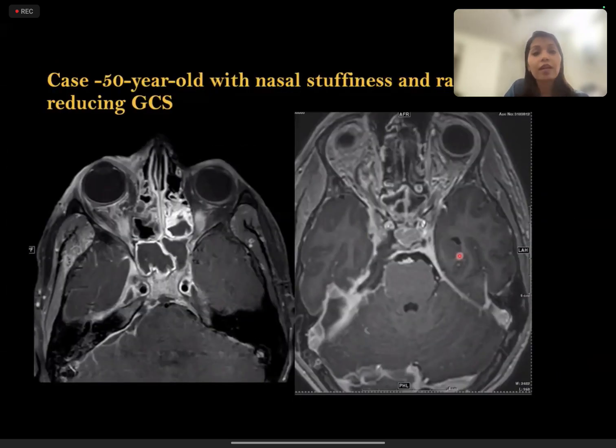Now, this case is interesting, a 50-year-old with nasal stuffiness and rapidly reducing GCS. And we presented a case series of this condition to the American Society of Head and Neck Radiology. So I'll give you some time to look at these images. There's a lot of findings, so take your time. And one of my registrars presented this case, so I'll let her speak after this.